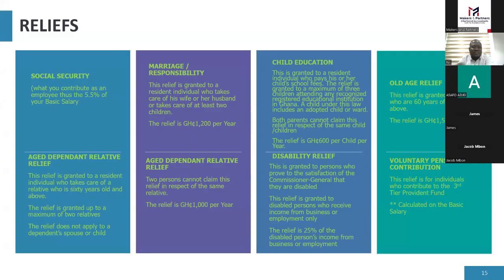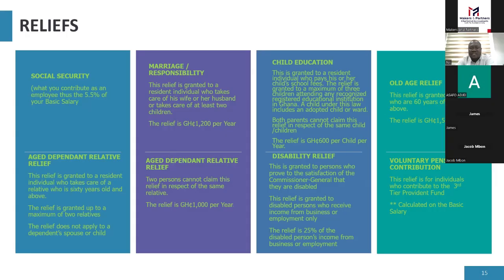So with the reliefs, we have the social security reliefs. This is what you contribute on an employee basis, like on your basic salary, that's 5.5%. You have the marriage or responsibility relief. This relief is granted to a resident individual who takes care of his wife or a husband, or takes care of at least 2 children. The relief is 1,200 per year.